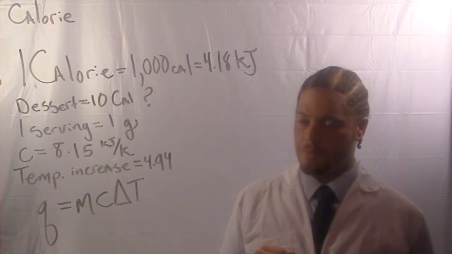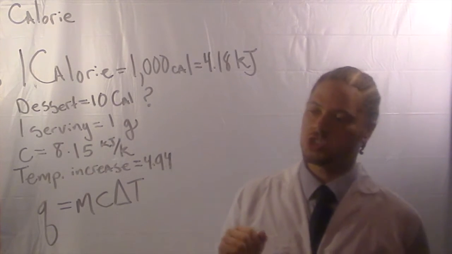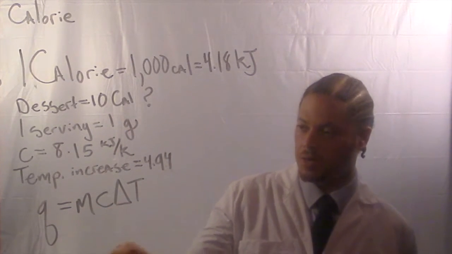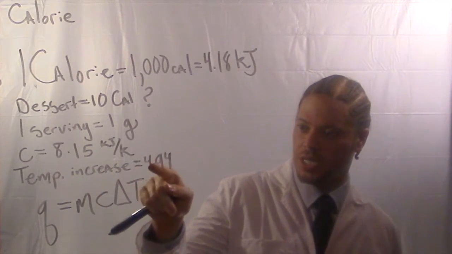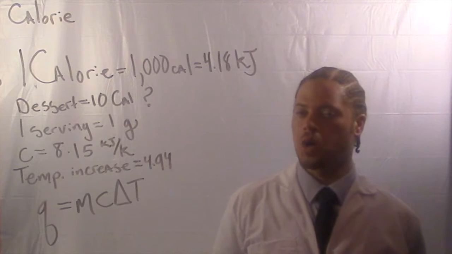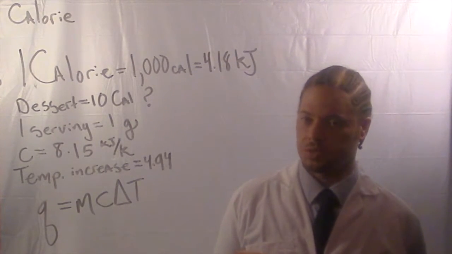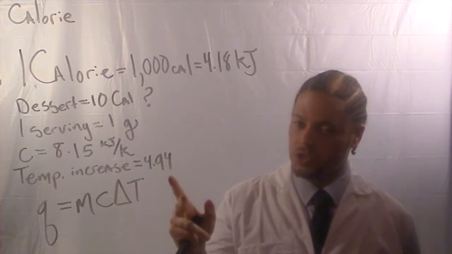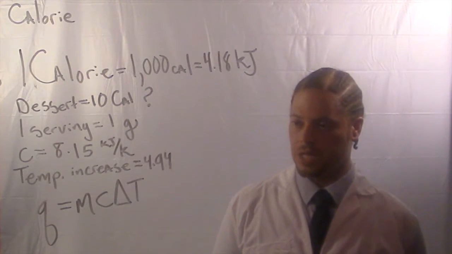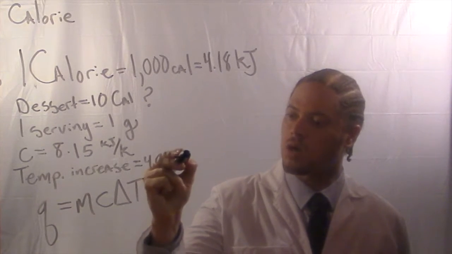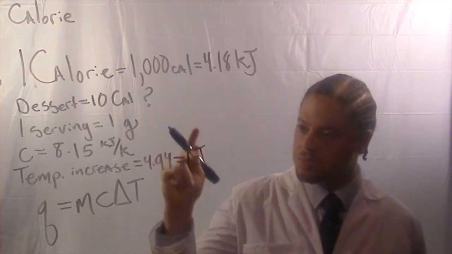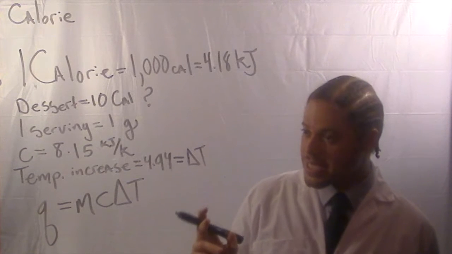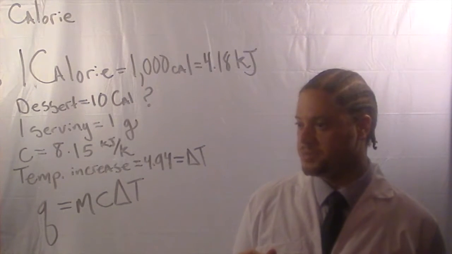Something interesting to note, when students come across a question that provides you with all the information, and all you have to do is plug it in, it gives you a temperature increase of 4.94. And then they say, well, how come it didn't give two temperatures? Why didn't it give a final and initial temperature? If you are given an increase or a decrease, that is your change of T. So 4.94 is our delta T, whether this be degrees Fahrenheit, Celsius, or Kelvin. So let's plug the values in and calculate our energy.